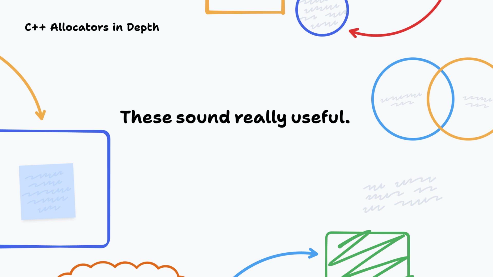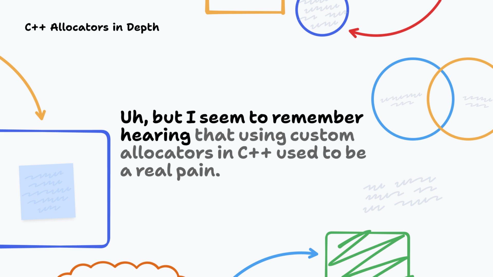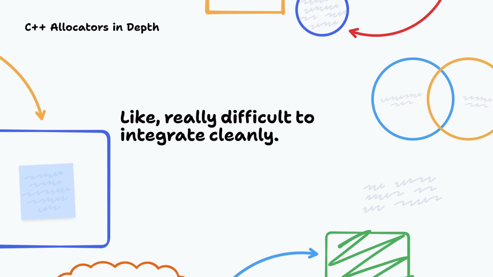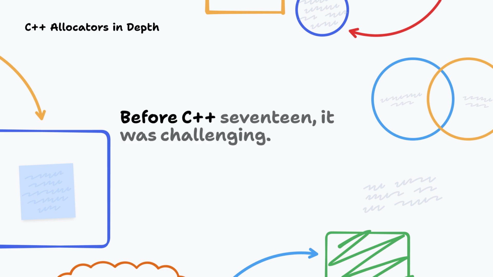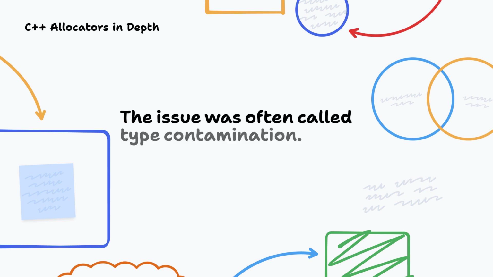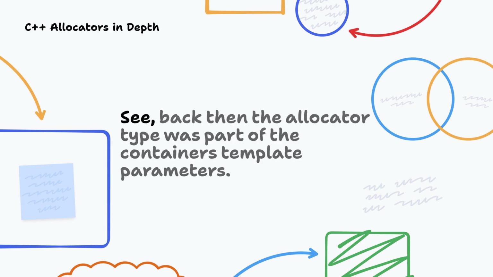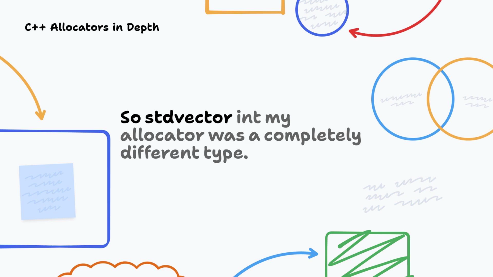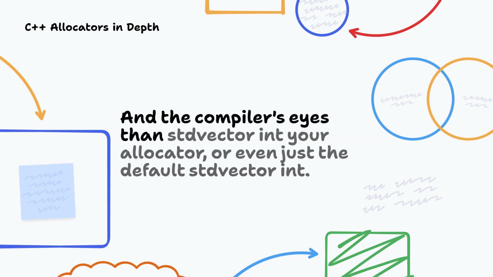These sound really useful. But I seem to remember hearing that using custom allocators in C++ used to be a real pain, like really difficult to integrate cleanly. Oh, you are absolutely right. Before C++17, it was challenging. What was the problem? The issue was often called type contamination. Back then, the allocator type was part of the container's template parameters. So std::vector<int, MyAllocator> was a completely different type in the compiler's eyes than std::vector<int, YourAllocator>, or even just the default std::vector<int>.